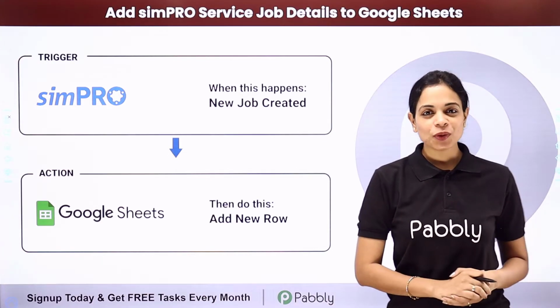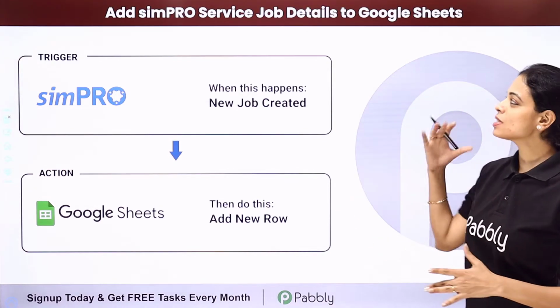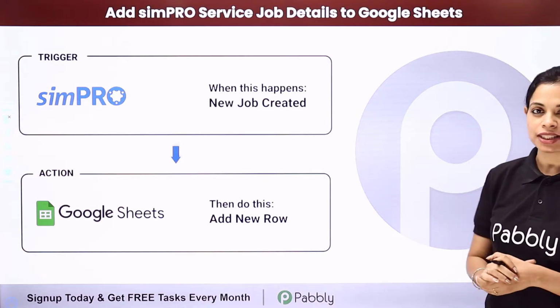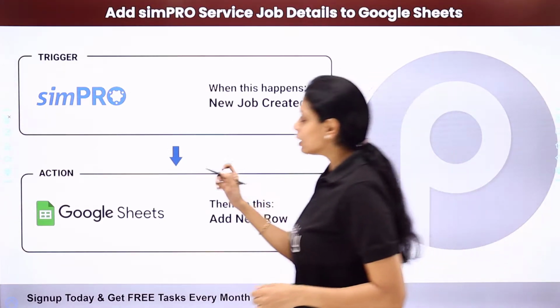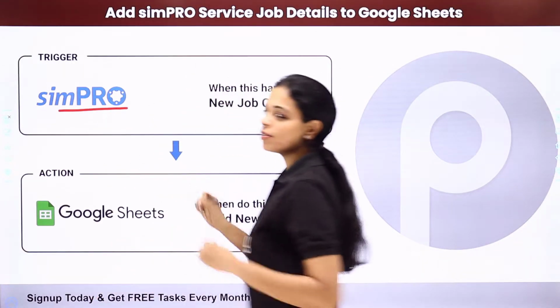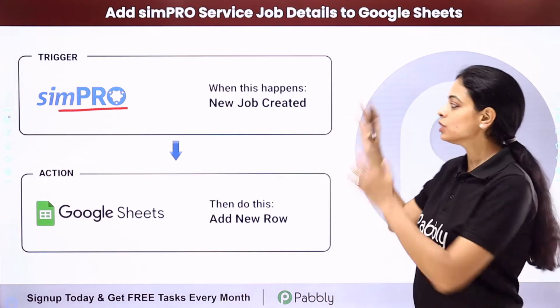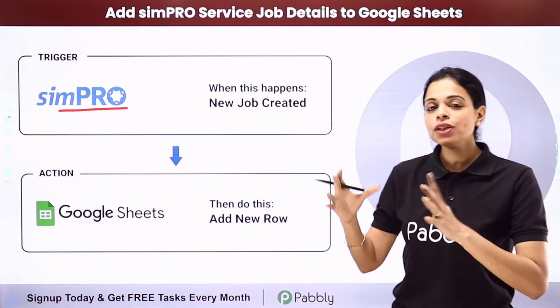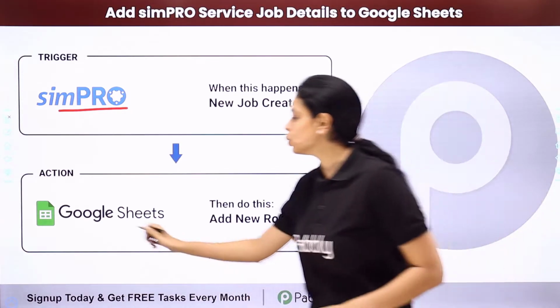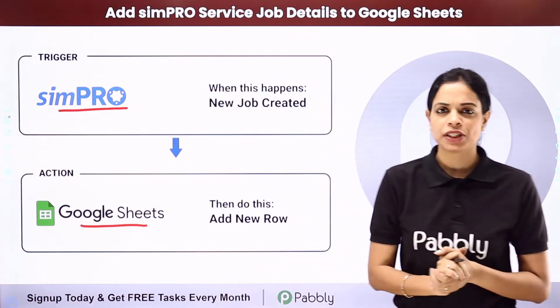In this video, we are going to see how to add simPRO service job details to Google Sheets. So let's say that you are using simPRO as a cloud-based field service management system. In this, every time a new service job is created, you want the details to become a part of your Google Sheets, or any other spreadsheet.